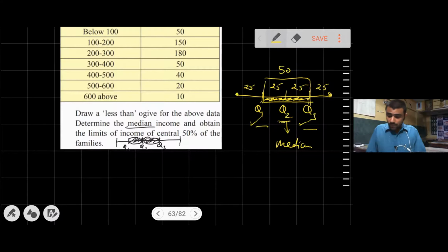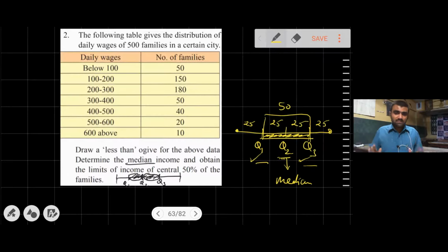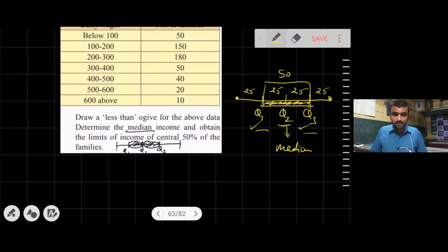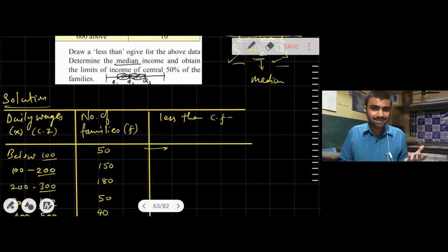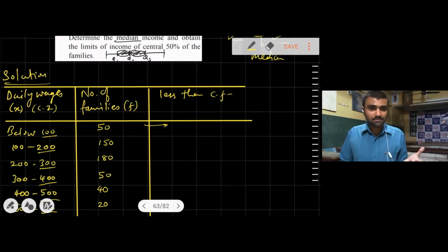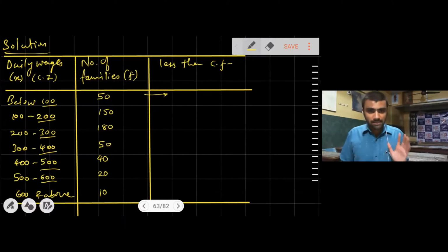Now very importantly, first less than CF का कॉलम बनाना पड़ेगा. यही डेटा में से आपको टेबल प्रिपेयर करना है. First, let us prepare a table. So as you know, this is what we need to prepare in this table. First column as daily wages, that is our variable X, class interval, and number of families, that are our frequencies. Please take down as it is.